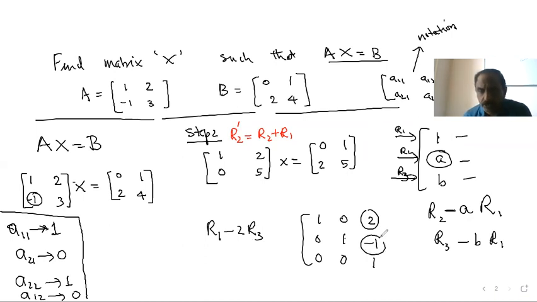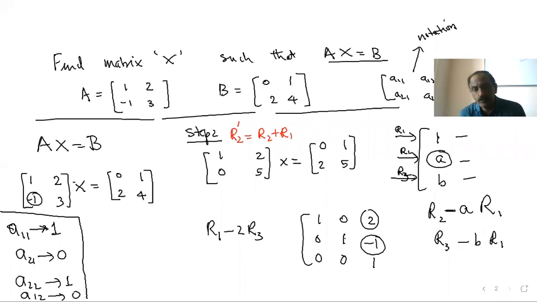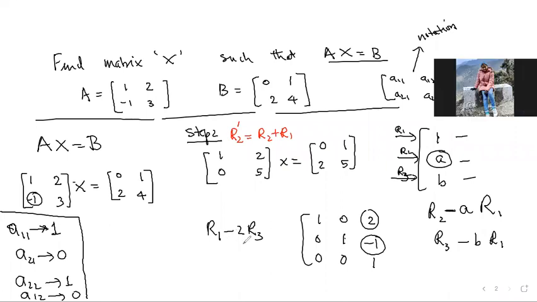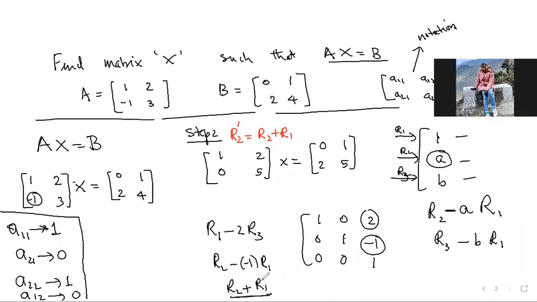To make this -1, 0, tell me the formula. R2 minus minus 1 into R3. Correct. Right. So it became R2 plus R1. Am I right? All of you followed? Yes. Now can you try the next one?